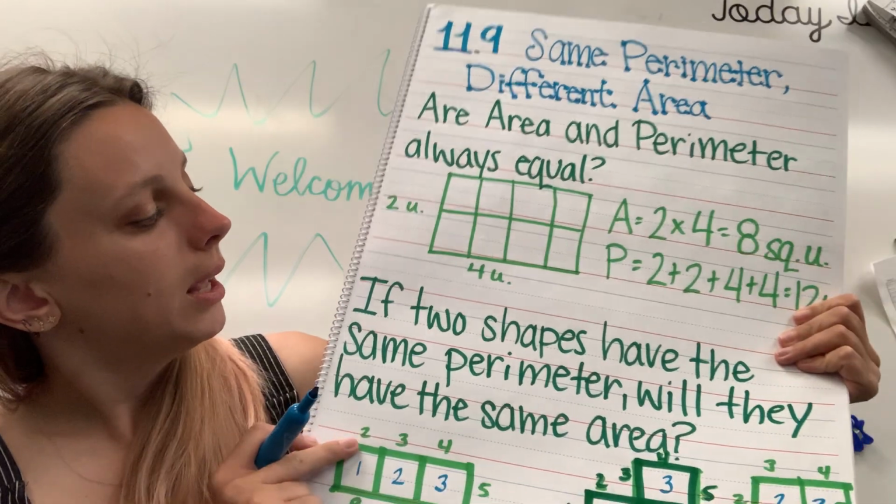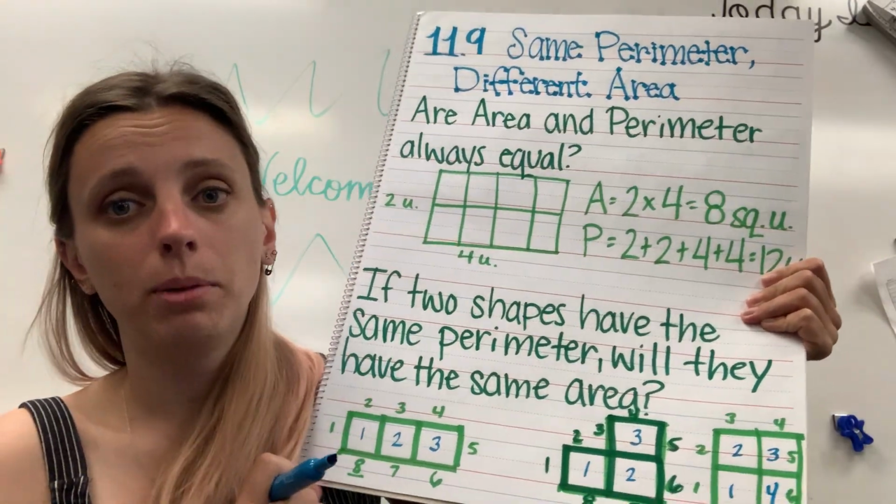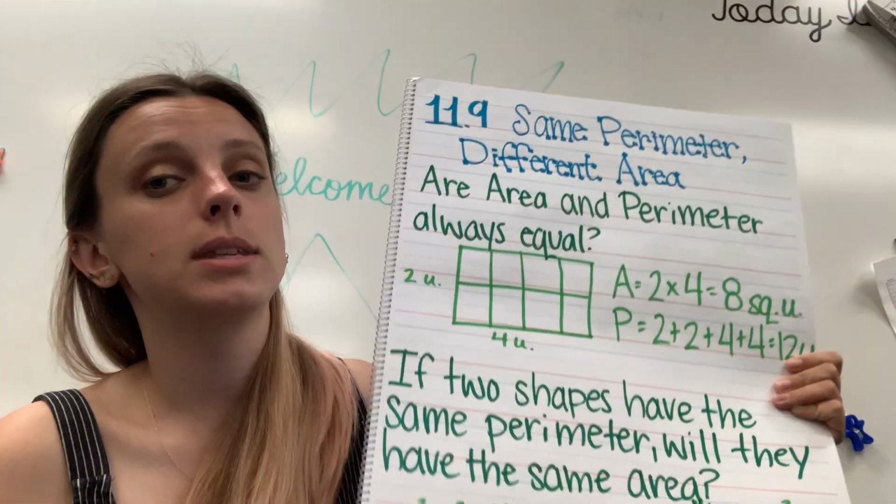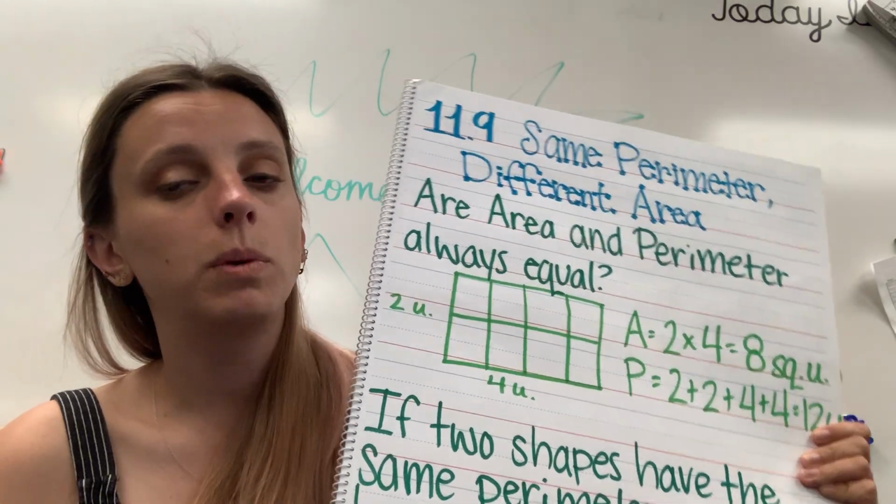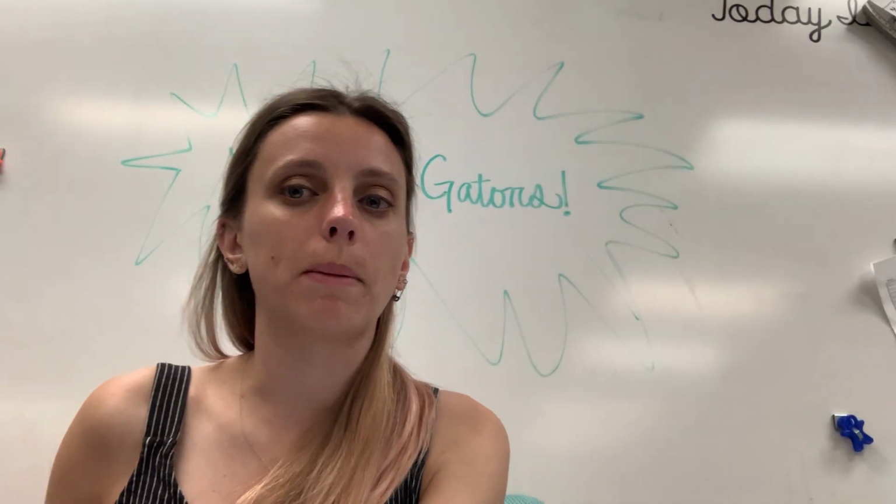All right, Gators, if two shapes have the same perimeter, does that mean that they're going to have the same area? So I want you to take a minute and think about that before I show you my pictures.